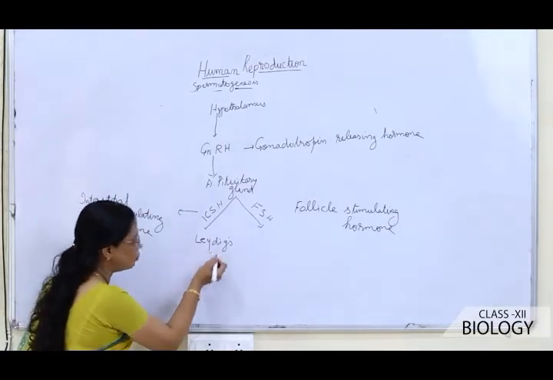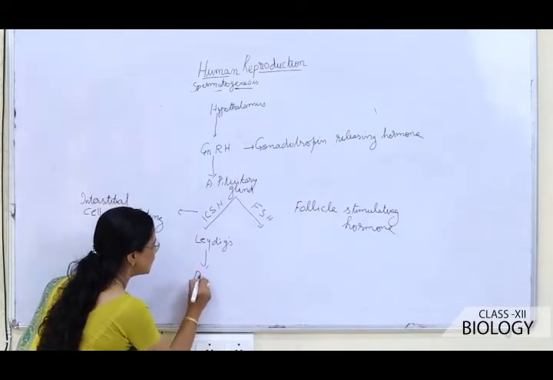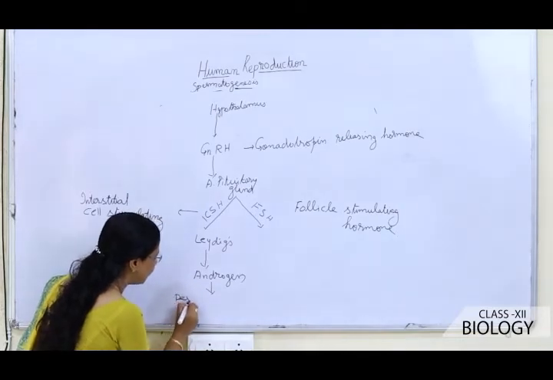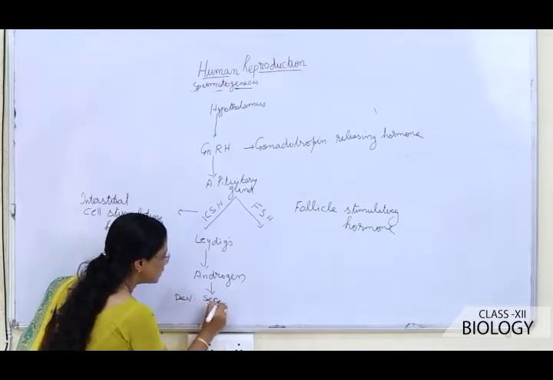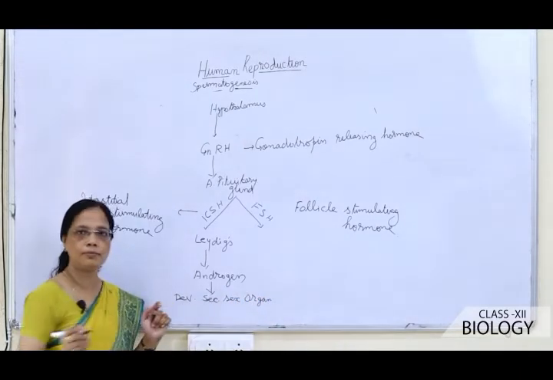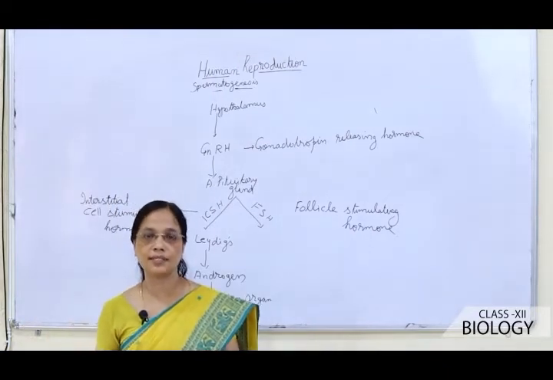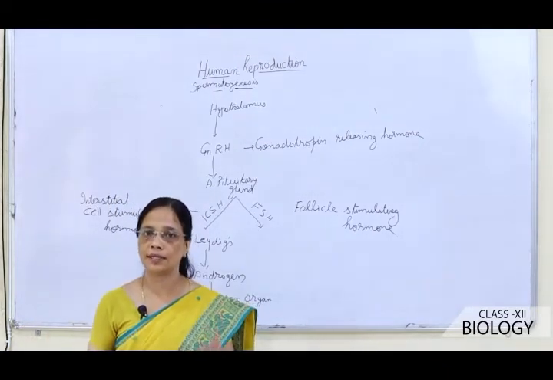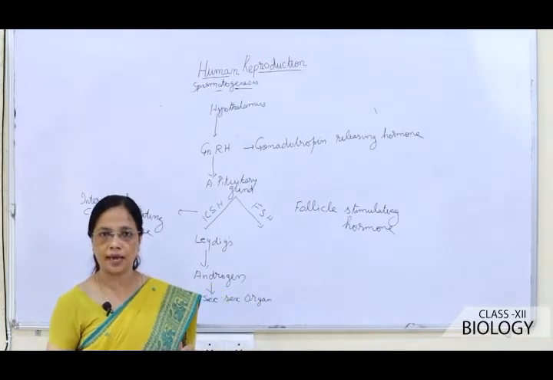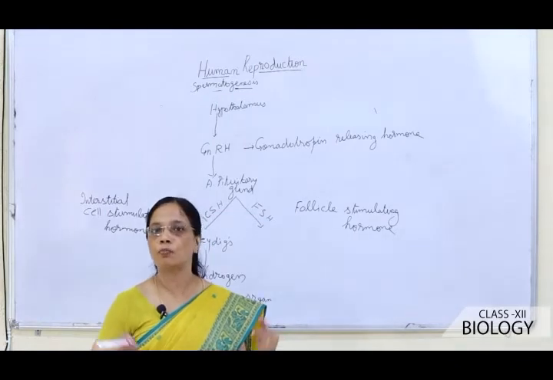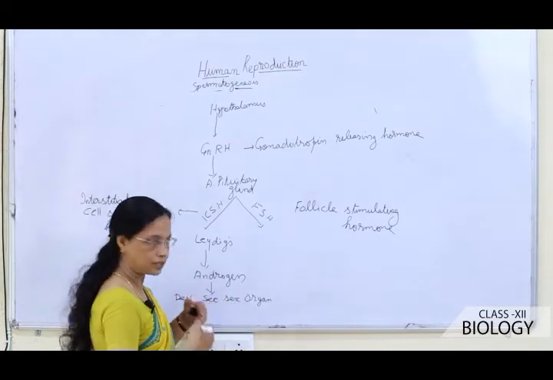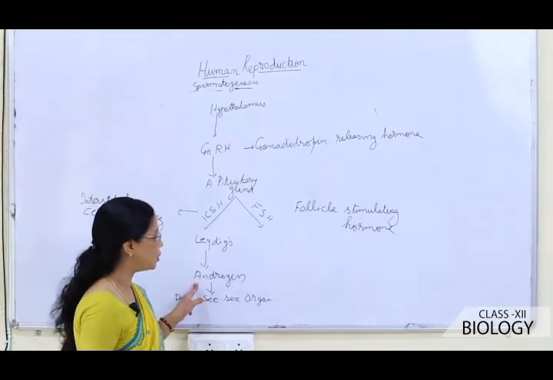When it stimulates these Leydig cells, they produce androgen, that is the hormone. It helps in the development of secondary sex organs and secondary sex characters. What are the secondary sex organs that we have studied? Accessory ducts, accessory glands, external genitalia. And secondary sex characters in males are deepening of voice, broadening of shoulders, like that. So these are the changes which take place due to the secretion of androgen.